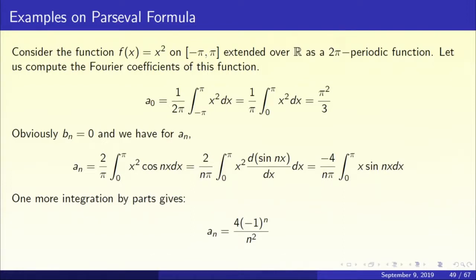Alright, now go to an. An is 1 upon pi integral minus pi to pi. Again it's an even function, so an will be 2 upon pi integral 0 to pi x squared cos nx dx. Now we write cos nx as d dx of sin nx with a 1 upon n thrown in. So we get 2 upon n pi integral 0 to pi x squared d dx of sin nx. Integrate by parts. When you integrate by parts, the boundary terms will cancel out because sin nx vanishes both at 0 and at pi. And the only other term that will survive is the integral term with the derivative shifting from the sin nx to x squared. So we get minus 4 upon n pi integral 0 to pi x sin nx dx.